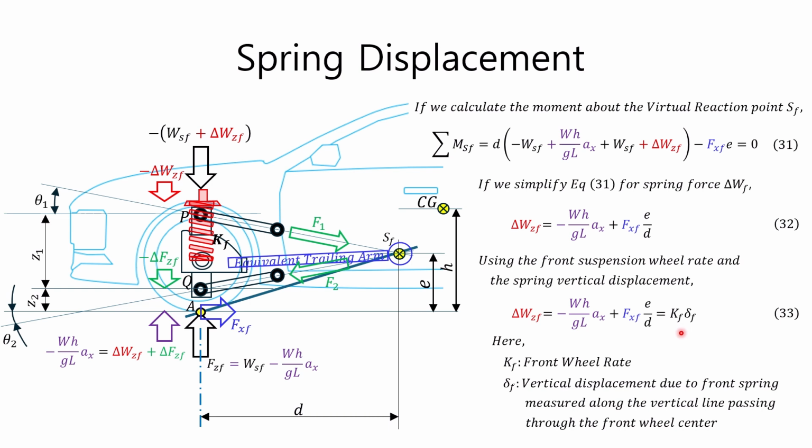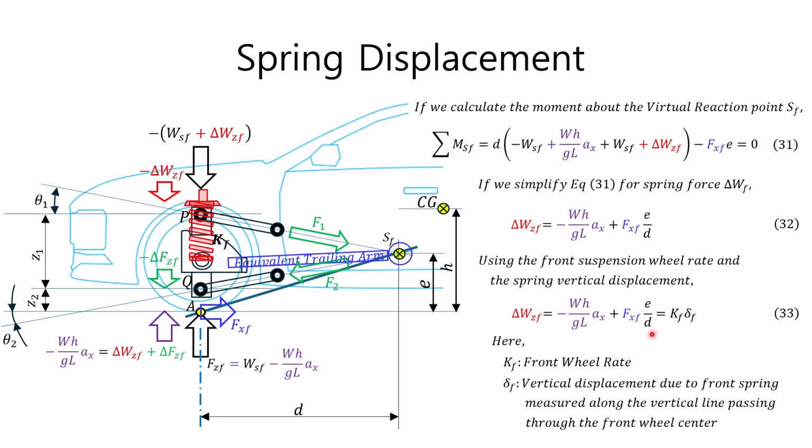The first term of equation 33 represents the vertical dynamic load of the entire vehicle when the acceleration is AX, and the second term represents the vertical component of the force acting on the front suspension links. Since no braking force acts on the rear wheels, the second term of equation 33 represents the force acting on the suspension links of the entire vehicle. From equation 33, it can be seen that the vertical dynamic load acting on the spring, delta WZF, is the difference between the vertical dynamic load transfer amount and the link force.